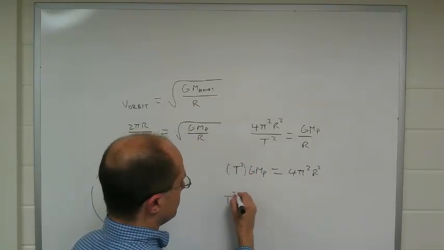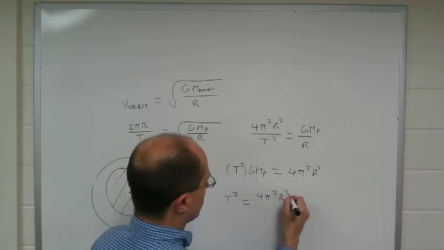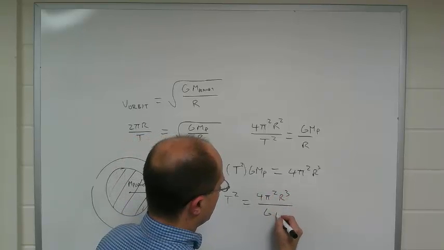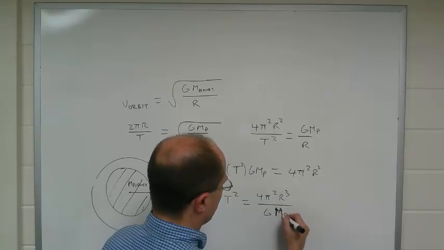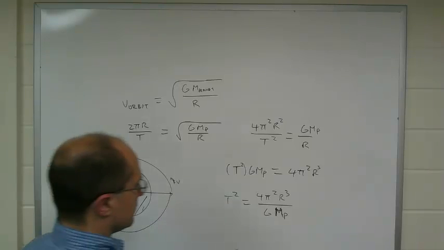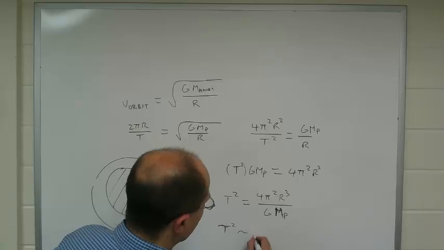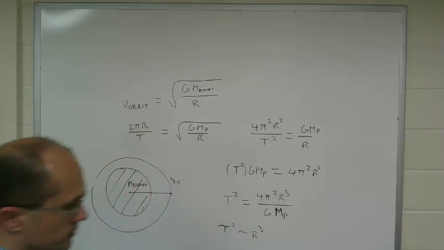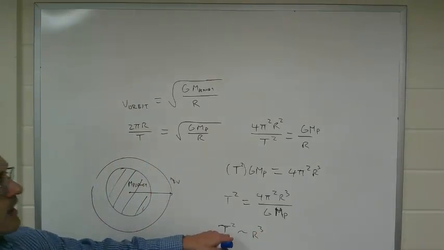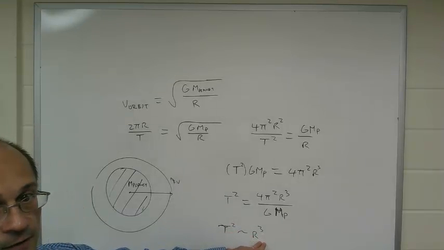Now T squared is equal to 4 pi squared r cubed divided by big G, mass of the planet, or the object you're orbiting. We see that the orbital period T squared goes approximately with r cubed. So the amount of time it takes you to make an orbit increases with the distance away from whatever you're orbiting.